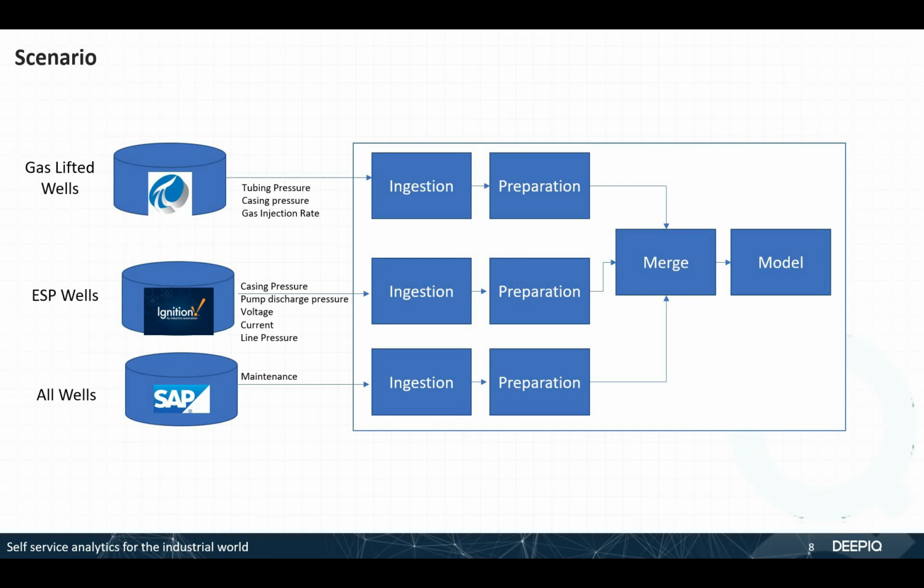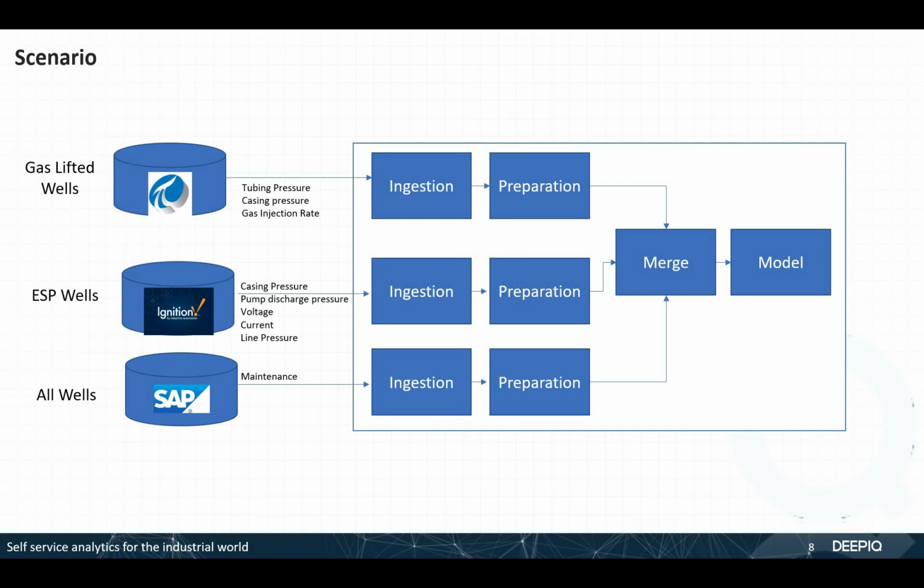SAP is their system of record for all maintenance-related information. To build the machine learning model for ESP operations, your data scientist and SME will need data from 3 different sources: operational data from Ingestion and maintenance records from SAP.